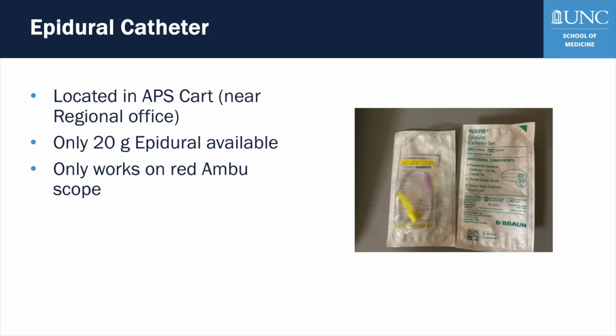repeated attempts. Additionally, when gathering your supplies, please note that the epidural catheters are located in the APS cart near the regional office. In the drawers, you'll find a 20-gauge epidural catheter. This size only works with our red Ambuscopes. Now for the rest of our equipment.